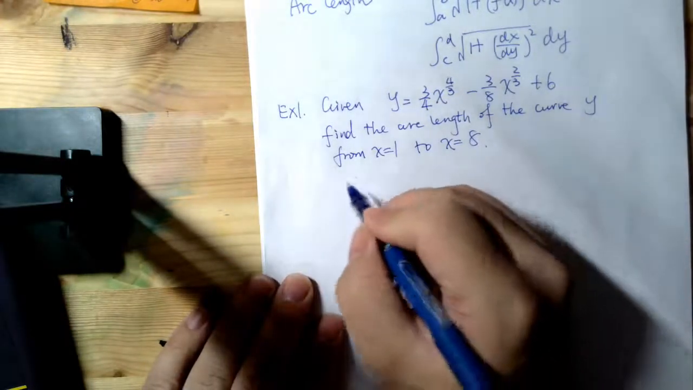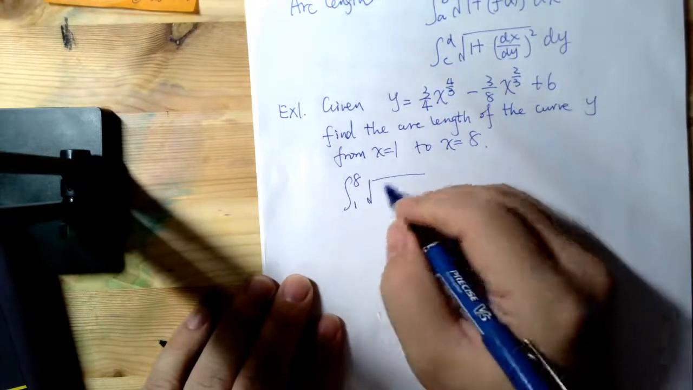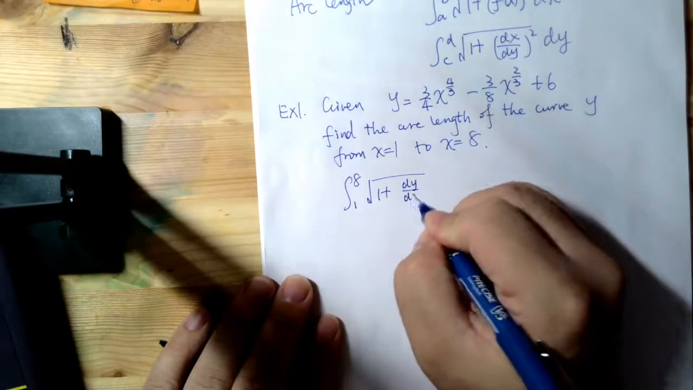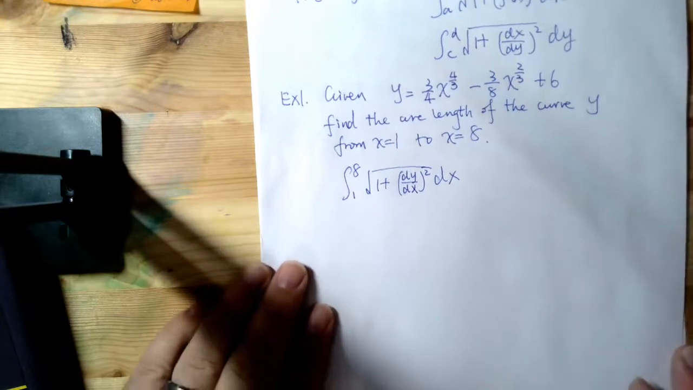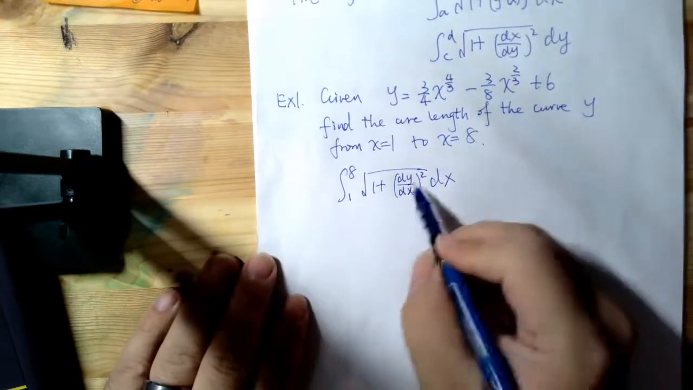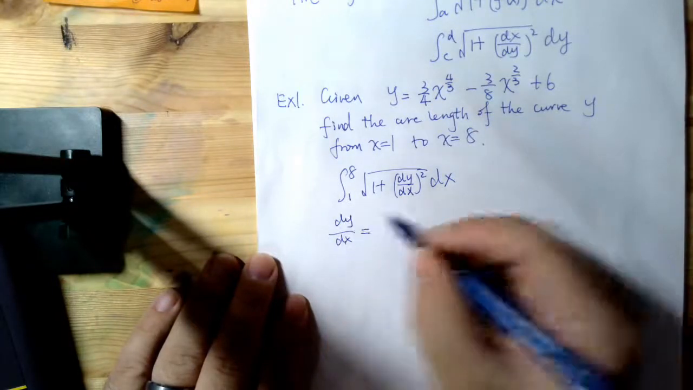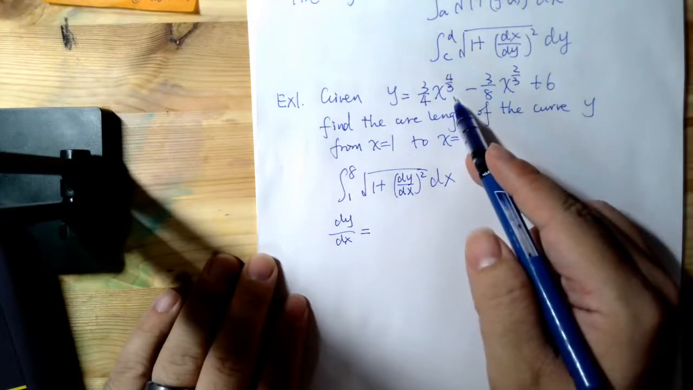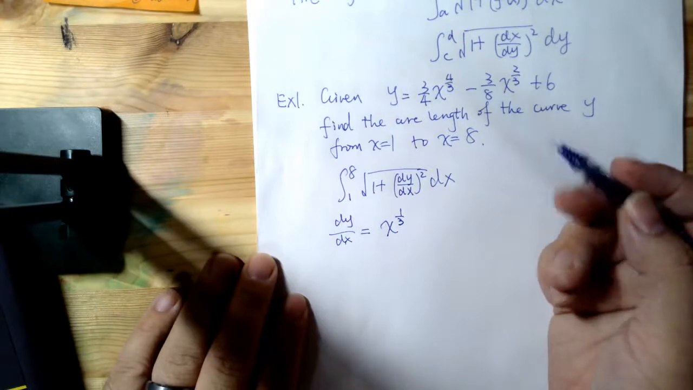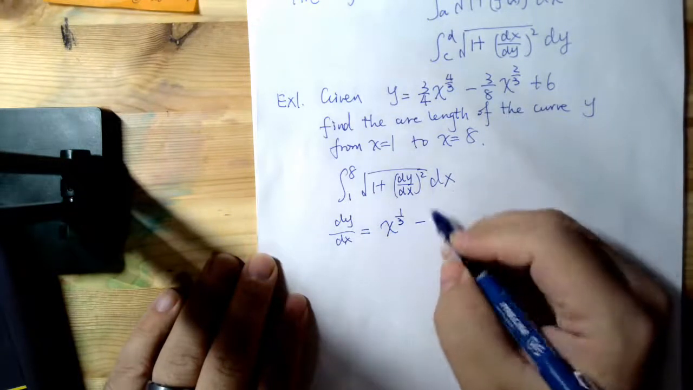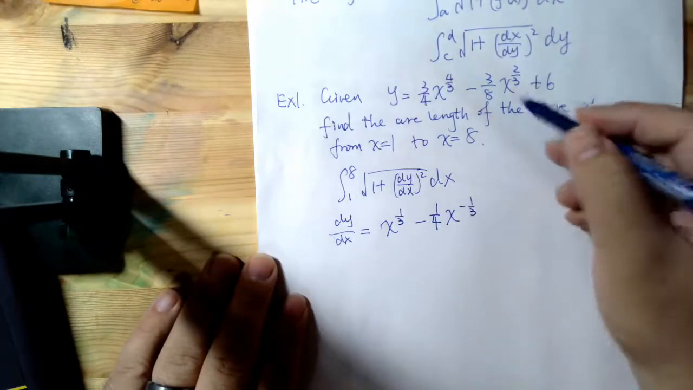You can see that immediately we can set our interval, which is from 1 to 8, the integral of the square root of 1 plus (dy/dx) squared, dx. That's something we can directly tell. And y is given, so dy/dx is pretty easy to evaluate. This is going to be x to the power of 1/3 minus 1/4 x to the power of negative 1/3. Okay, it's just based on the power rule.